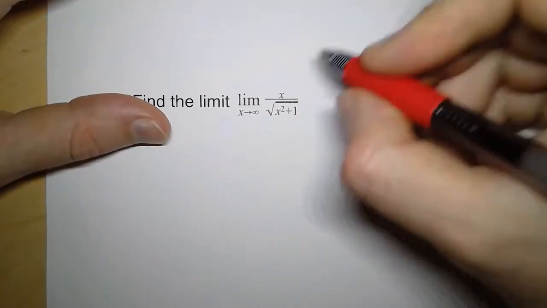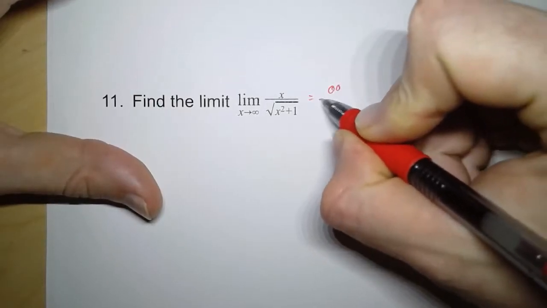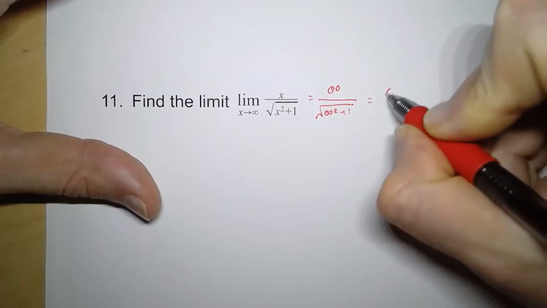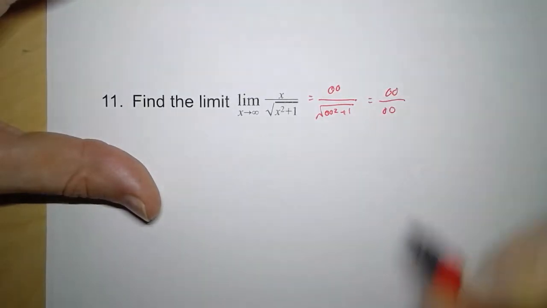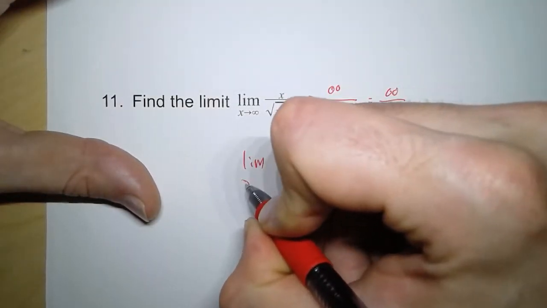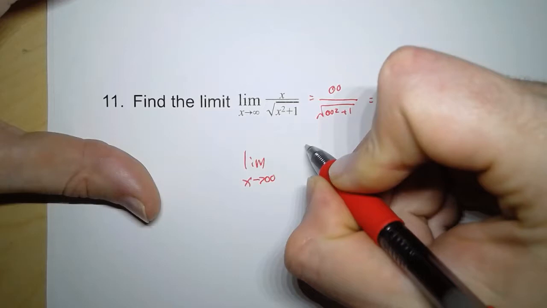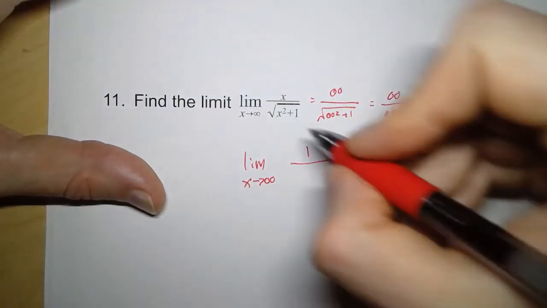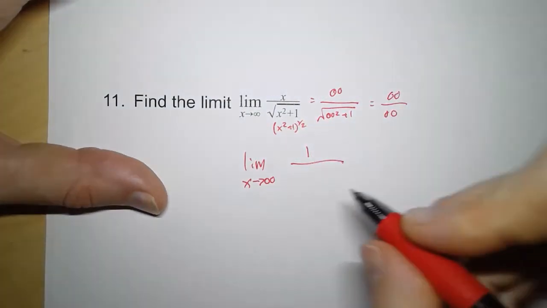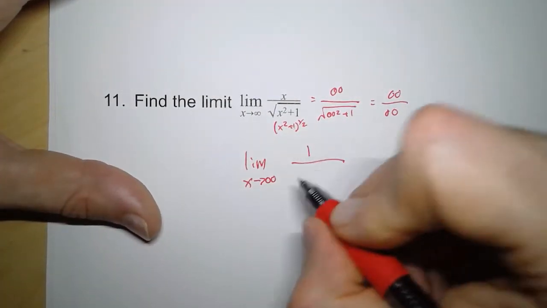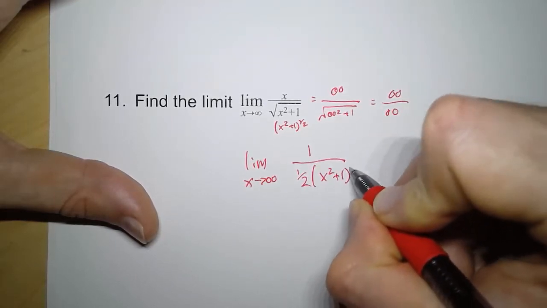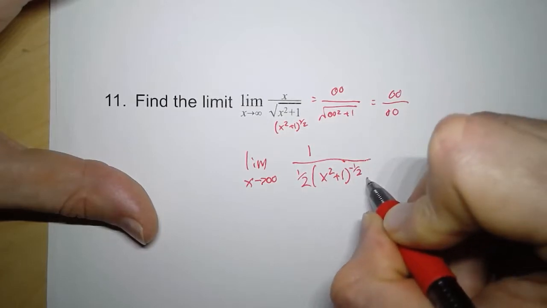So for the last one, here it's going to infinity. And so if I were to plug this in, we'd have infinity on the top, square root of infinity squared plus 1, which would work out to just infinity anyway. So L'Hopital's rule says, as x goes to infinity, on the top we have 1. On the bottom, this is x squared plus 1 to the 1/2. So the derivative is going to involve chain rule. So we have 1/2, bring that down, x squared plus 1 to the negative 1/2 times 2x.